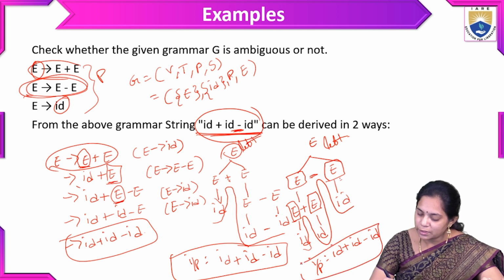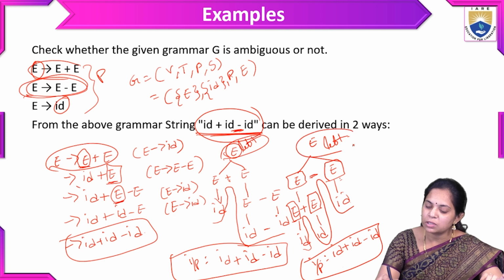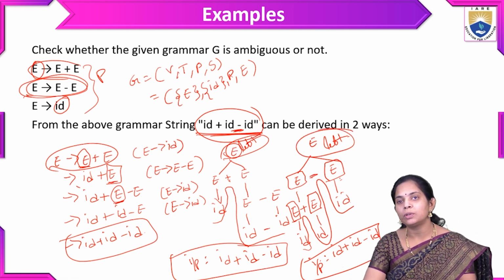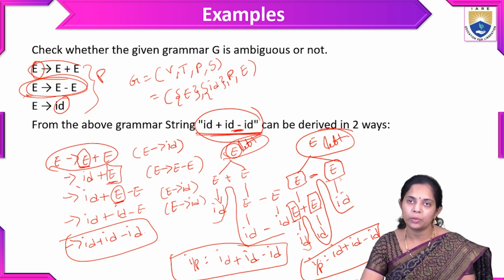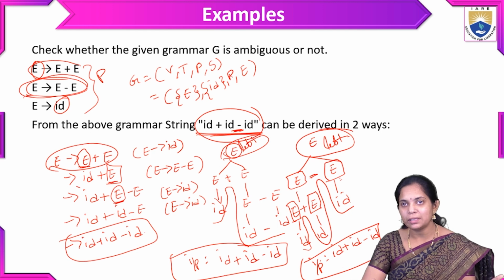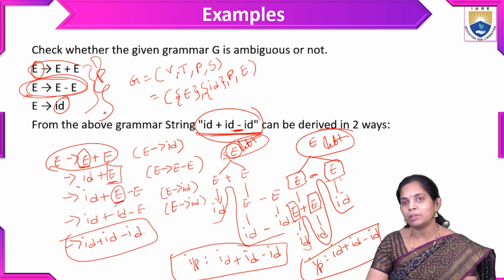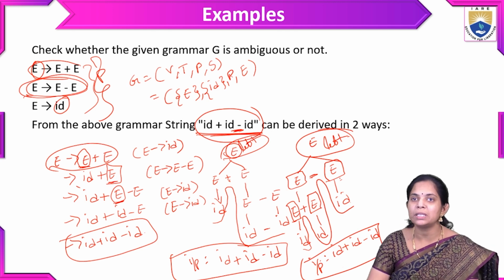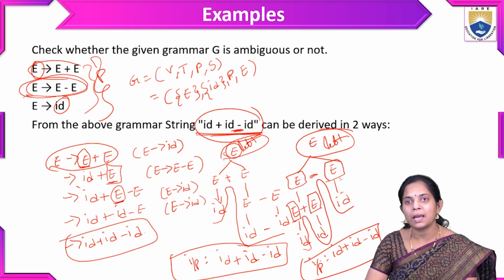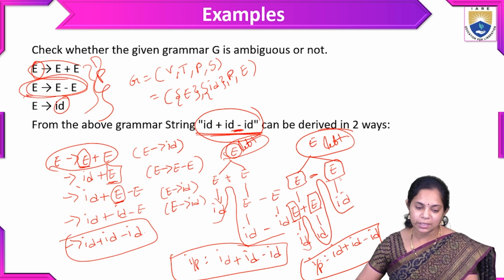So for the same input string, we formed two leftmost derivations. With the same single input string, we formed two leftmost derivation trees. So we can say that this grammar contains ambiguity. Why? Because we have two leftmost derivations for the same input string. With this statement, we can say that this grammar contains the ambiguity. And let's check another example.